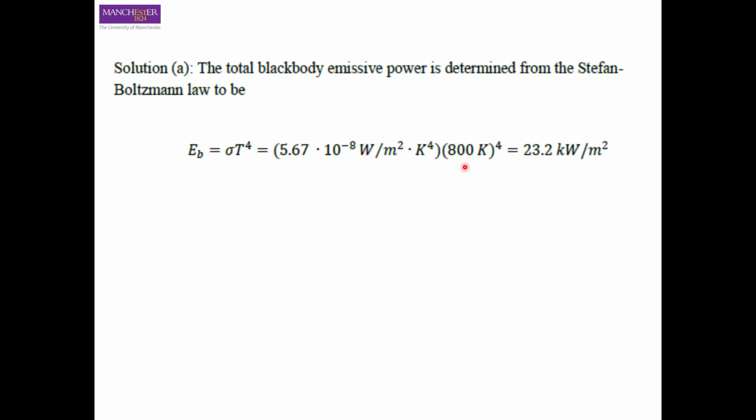And then we know the surface temperature of the object, that is 800 Kelvin. So if you simplify the units, Kelvin will cancel out, and then you will have EB equal to 23.2 kilowatt per meter square. And if you look at these units, you can see that this is a unit of flux. Okay, energy per unit meter square.